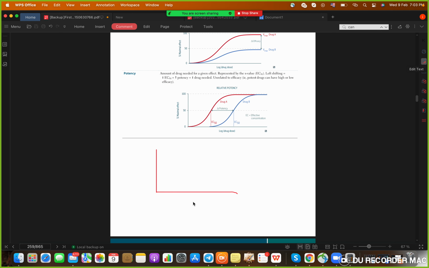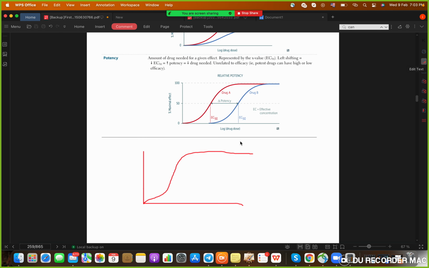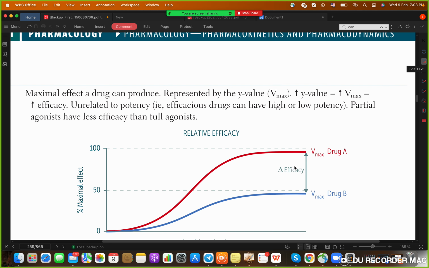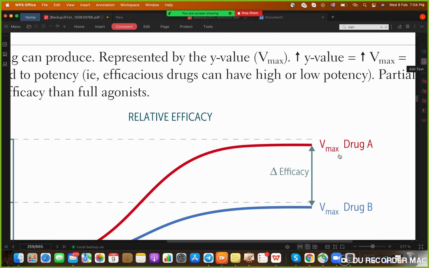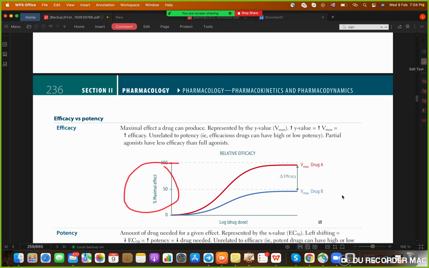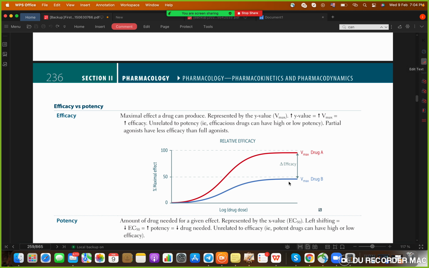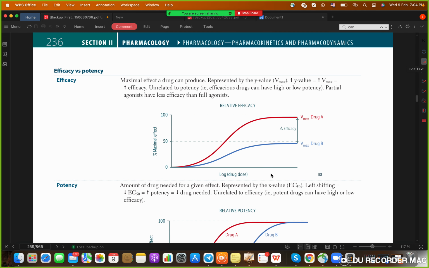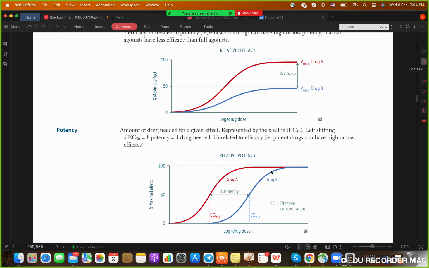So, it's already here. Looking at the higher amount for drug A versus drug B, you can see on the y-axis that the maximal effect of drug A is much higher than the maximal effect of drug B. So the Vmax of drug A is much higher than that of drug B. Efficacy is not the same as potency. Actually, they are totally different.